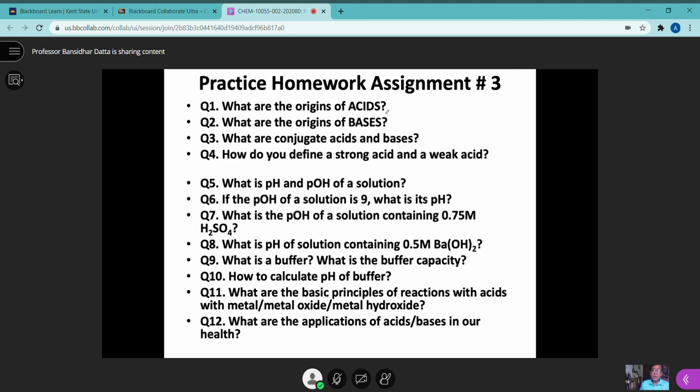What are the applications of acids and bases in our health? I think I just gave you some. One of the applications that we talked about is the pregnancy test for the pH. What is the indicator? I didn't write it there. You must write down what the indicator is and what it is used for. We use it for many different purposes. One such use in our health profession is the pregnancy test, and some other tests are also there.